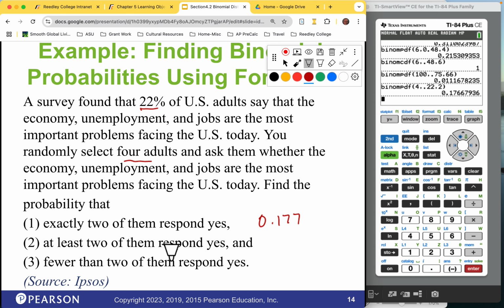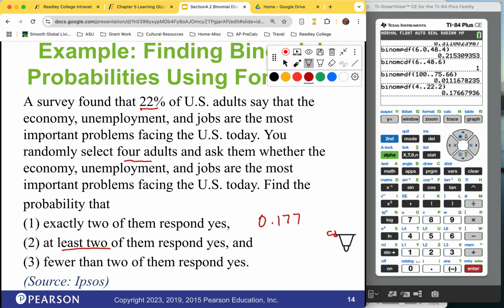This one is a little problem solving. At least 2. Remember what we did when we had something that wanted at least 1? We didn't directly calculate what we wanted because there were a lot of calculations. We calculated what we didn't want, and then we subtracted from 1. What if we calculated less than 2, which would have been 0 and 1, and then subtract it from 1? Would that give it to us? Yes, it would. So with this one, we're going to use the CDF.